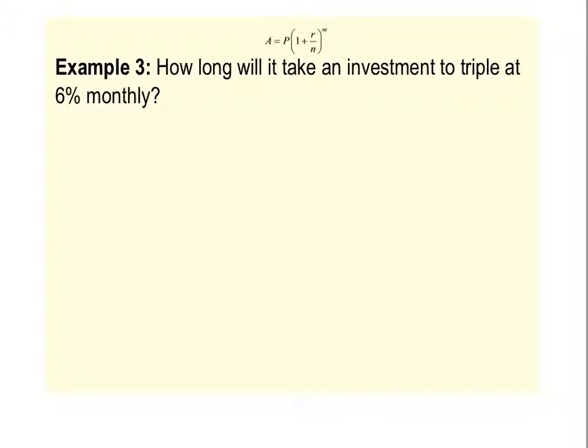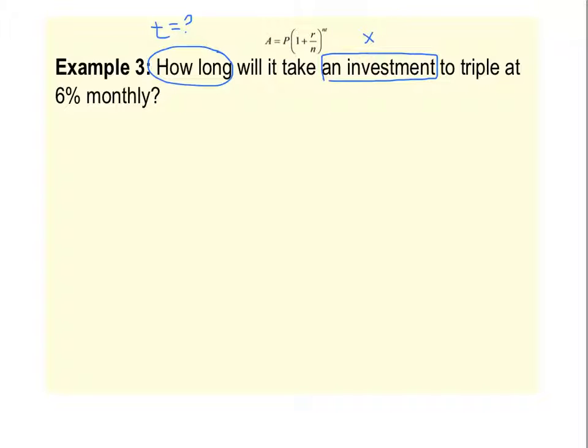Example 3. How long will it take an investment to triple at 6% monthly? Okay, so notice that we're solving for a different variable here. It says how long, so we're solving for some sort of time. We don't know what our initial investment is. They're just saying it's an investment. So maybe we want to call that X. When we don't know something, let's just define that as X.